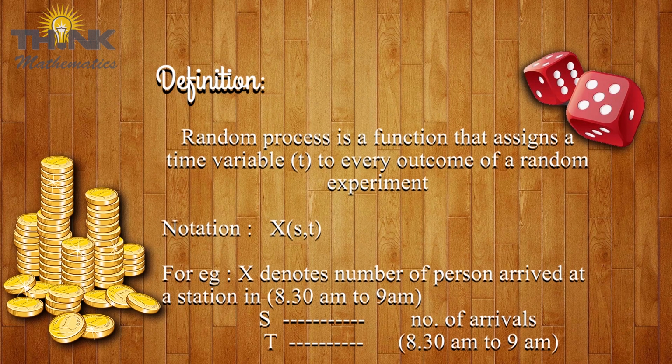For example, X is the number of persons arrived at the station in the time interval 8:30 to 9 am. Here S is the number of arrivals, that is the outcome of an experiment, and T is the time interval. So it's clear X is a function of S and T.